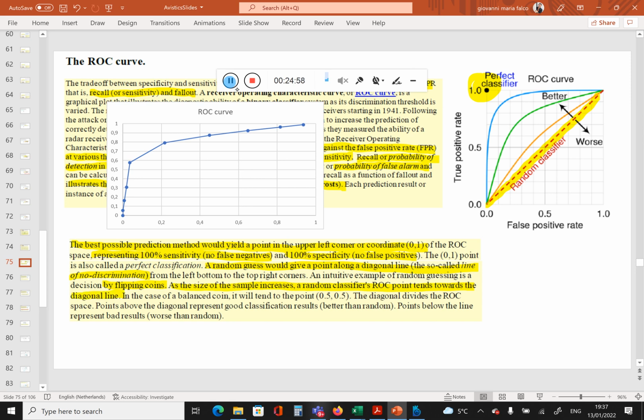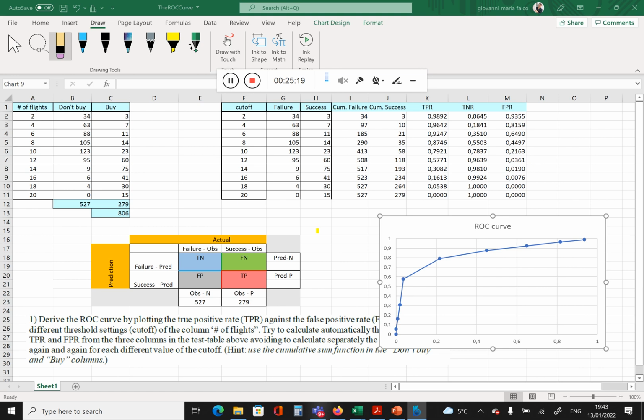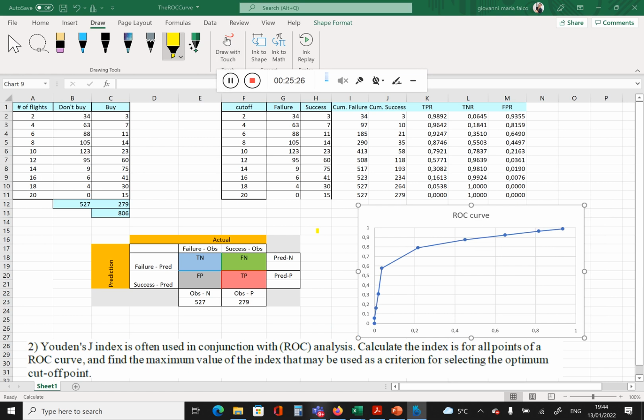then what we get is something in between, and basically the more the curve moves towards this direction, to the perfect classifier, the better is your result. So you see that our result is definitely not very bad. And so with this in mind, we can move to the next question, which is basically the calculation of the Youden J index.